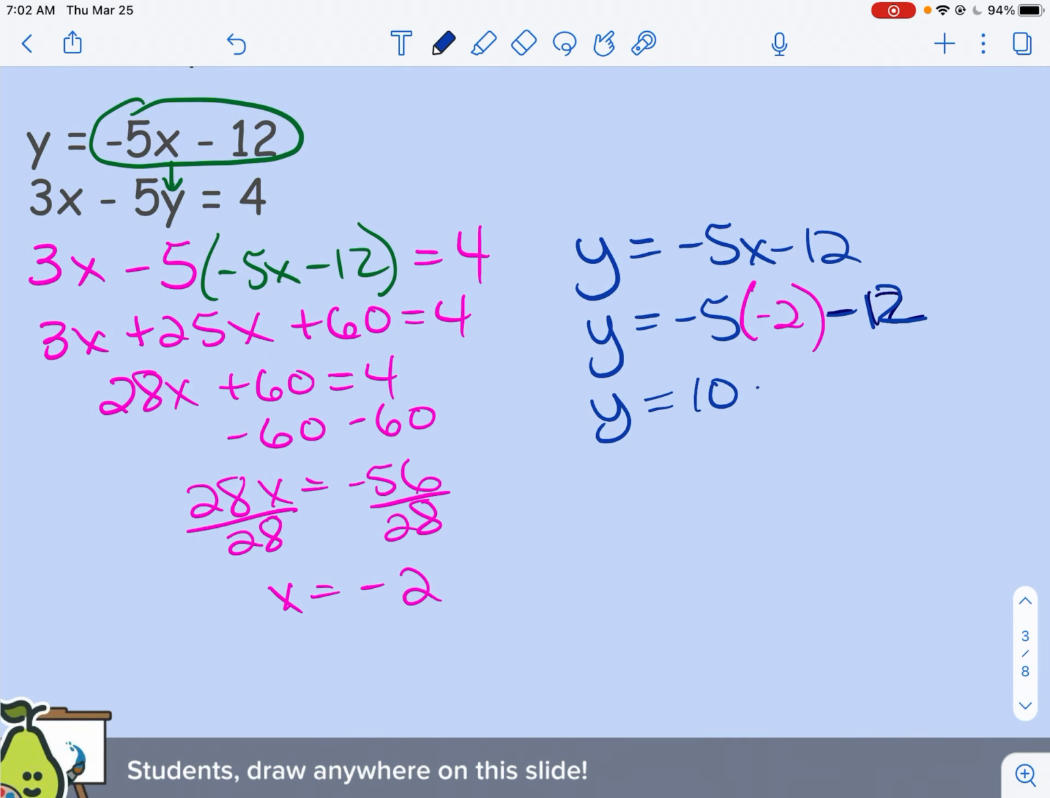So y equals 10 minus 12. So y equals negative 2.